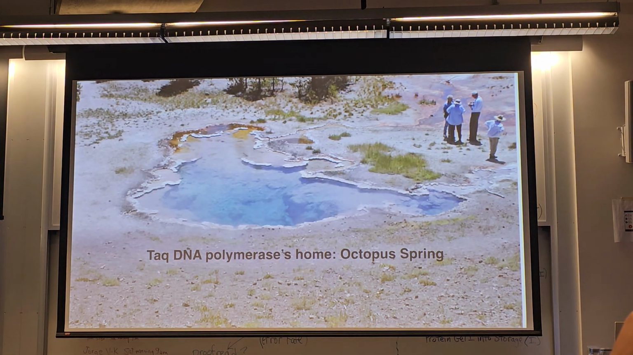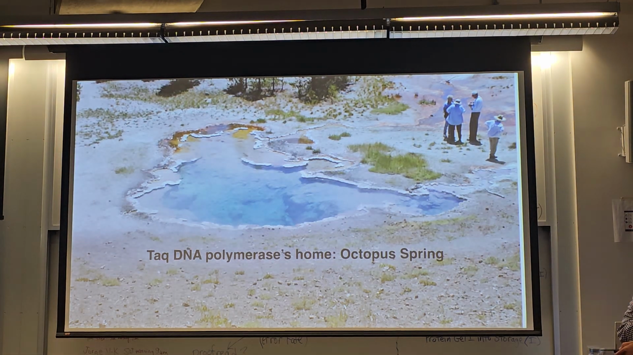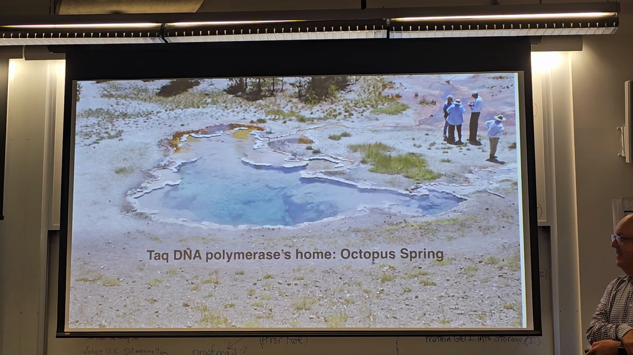So this is Octopus Spring, and this is where Taq DNA polymerase comes from. You can see here, just by the colors, that right in the middle here is about 85, 90 degrees, and there's some light here, but then as the water flows out, it cools down, and then the colors change here. So Thermus aquaticus is about from right here at about 75 degrees. And so this is the Octopus Spring where Thermus aquaticus was originally isolated.